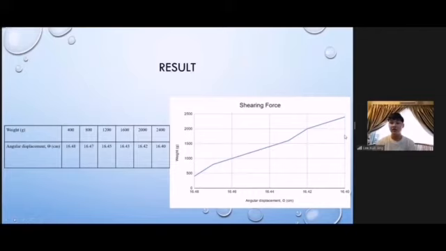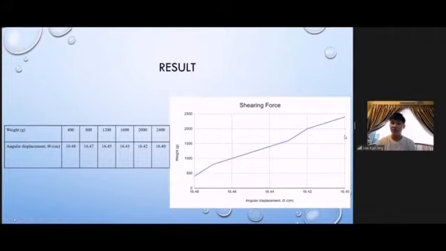As a result of our experiment, we have weights from 400 gram to 2,400 gram. For 400 gram, we have an angular displacement of 16.48. For 800 gram, we got 16.47. For 1,200 gram, we got an angular displacement of 16.45. And for 1,600 gram, we got an angular displacement of 16.43.